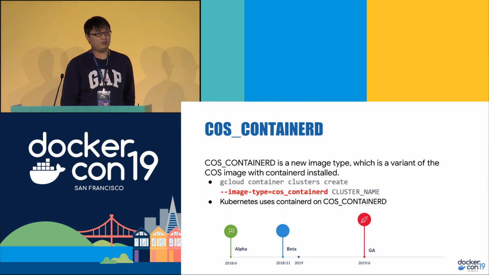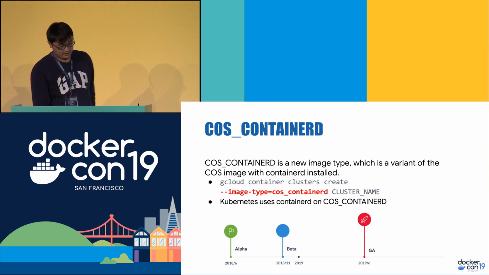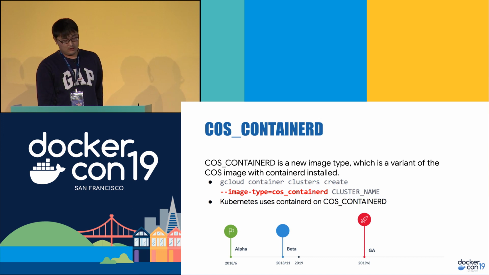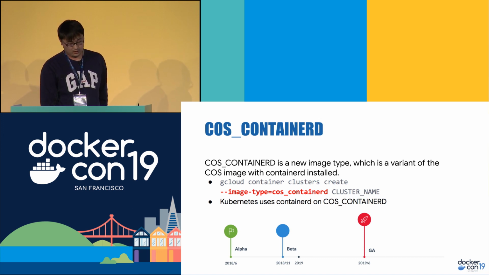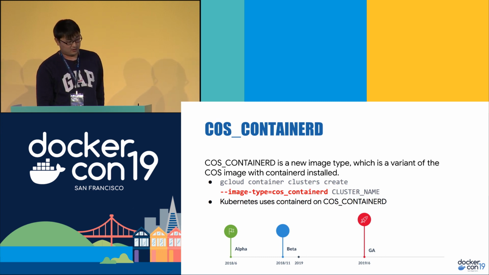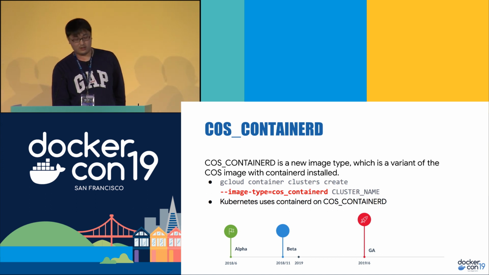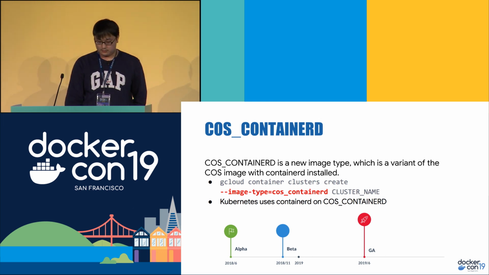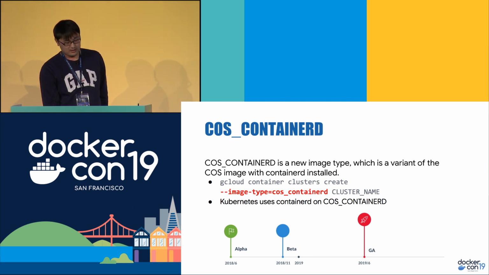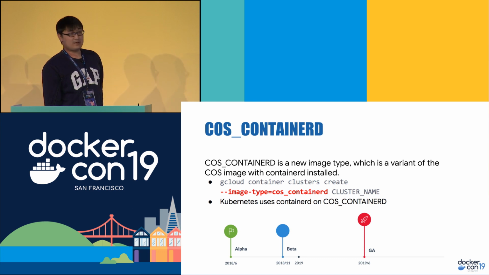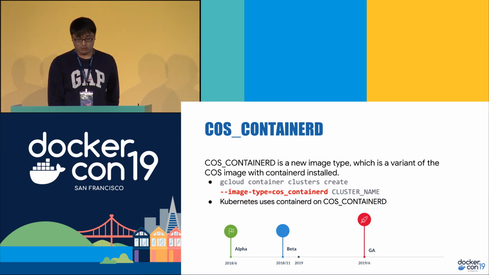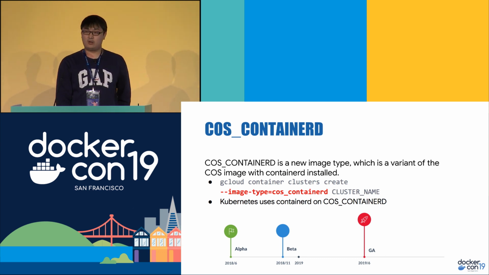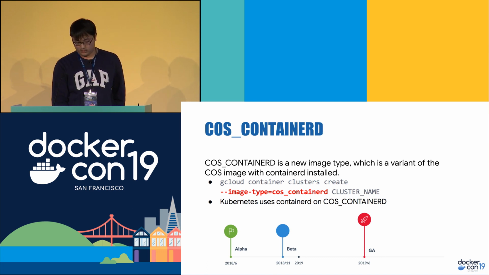And to support Container D, we added a new image type called COS Container D. It's basically just a COS image, a variant of COS image with Container D installed. And to use it, you just need to create your cluster and specify this image type, and then you have a cluster with Container D as the container runtime. And the COS Container D image type was beta last November, and we plan to graduate to GA by the end of this quarter, hopefully.